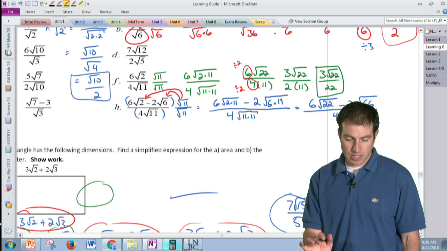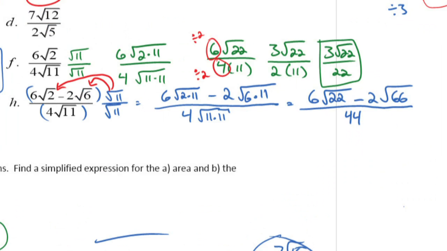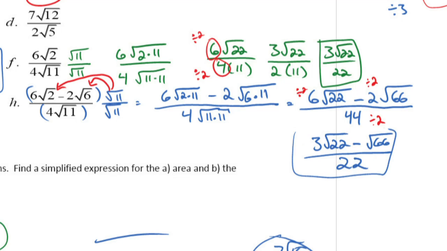The only step I have at the end here is that I have a 6, a 2, and a 44 in the denominator, which are all divisible by 2. So if everything's divisible by 2, I need to pull out a 2. So 6 divided by 2, 2 divided by 2, and 44 divided by 2. 6 divided by 2 gives me 3 root 22. 2 divided by 2 gives me 1, or just root 66 times 1, but I don't write in the 1. And then I get 22 in the denominator. Whew.